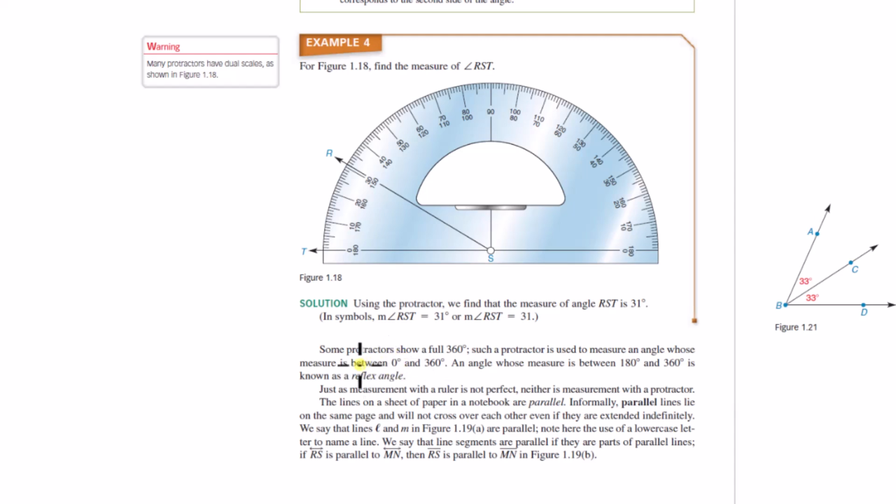So, okay, wait, what? Some protractors show a full 360 degrees. Such a protractor is used to measure an angle whose measure is between 0 and 360. Well, we just took measures of angles between 0 and 360, and we didn't have a full 360 degree protractor, so I'm not sure what they're talking about there. To me, when they're saying an angle whose measure is between 180 and 360, which they're calling a reflex angle, that we would need a full 360 degree protractor. But actually not necessarily. I guess that would be easiest if you had like an angle of 200 degrees.